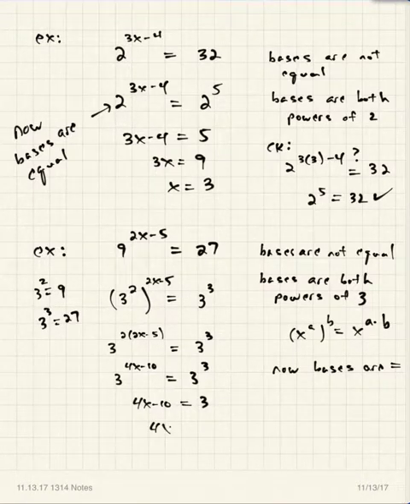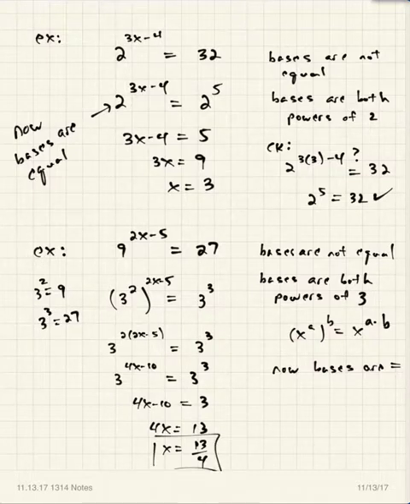Add 10 to both sides, divide by 4. All right, and then we get 13/4 is the solution to this equation. Again, you could certainly check to make sure that this worked. Never a bad idea to check this. So you have 9 to the 2 times 13/4 minus 5, like that, right? 2x minus 5 is supposed to equal 27.